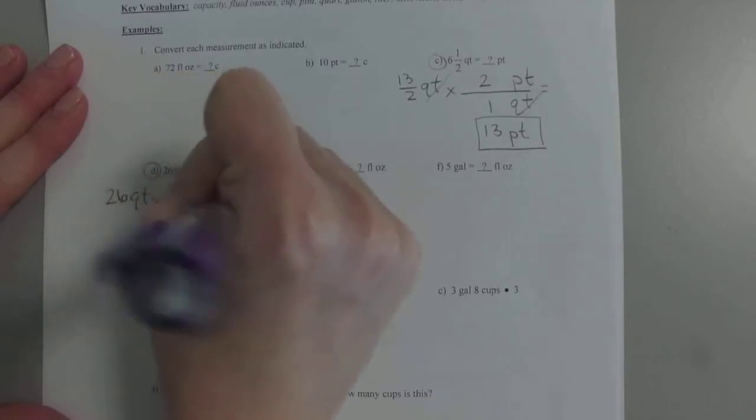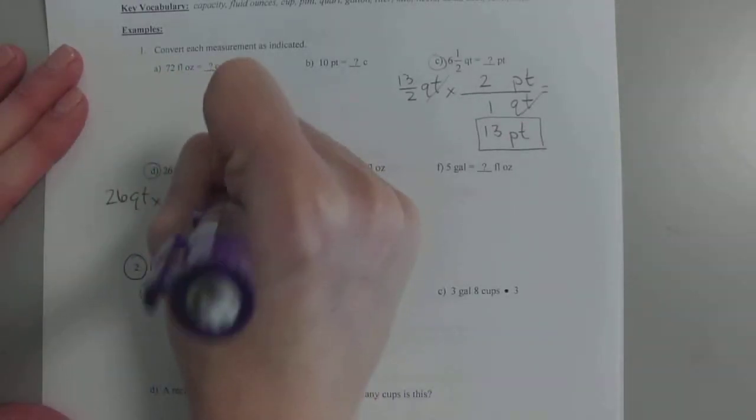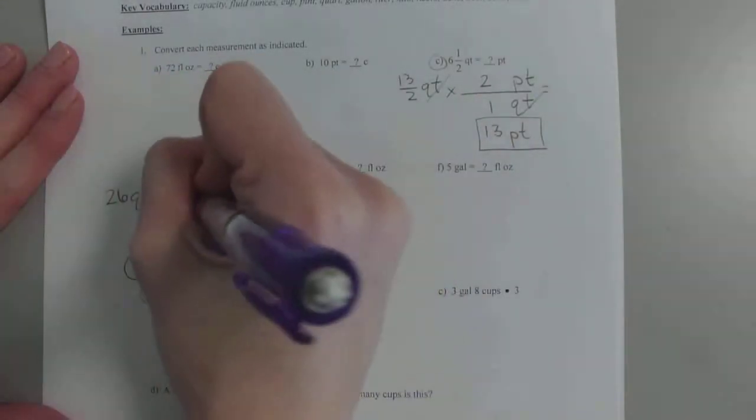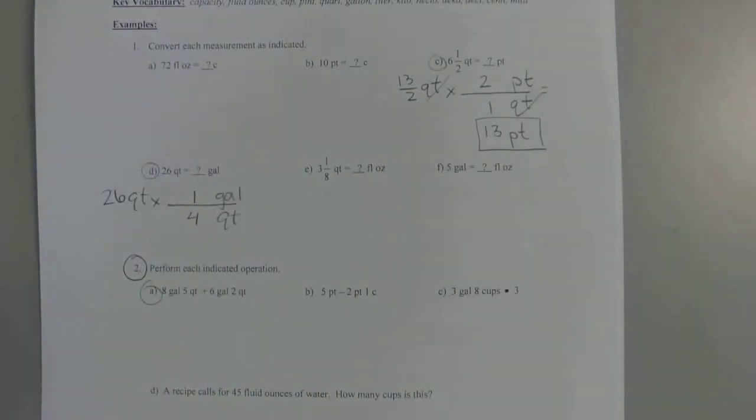4. So we'll start with 26 quarts, and we'll multiply. Quart will be on the bottom, gallon will be on the top, and it's 4 quarts to 1 gallon, correct? So the 4 will go on the bottom. Is that okay? Are you finding where we are? Yeah.